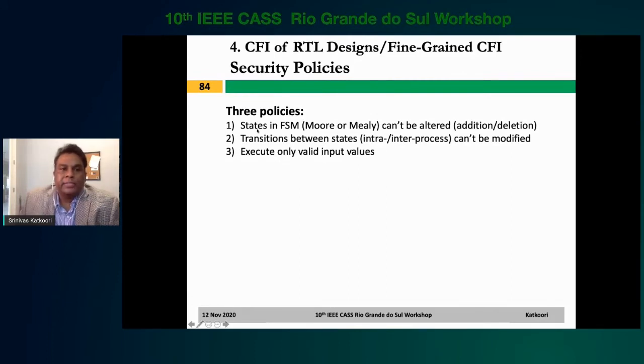Okay, so there are three policies that this runtime security is going to implement, right? One is, states can't be altered. In other words, you cannot add or delete a state. And transitions between states cannot be modified. In other words, you are not deleting any legal edges or introducing new transition edges. And lastly, you execute only valid input values. Okay. So in the software world, actually control flow violations can happen through invalid inputs. One of the notorious ones is buffer overflow attacks, where you can overflow and change the return addresses. So here we are saying that you execute only on valid input values.